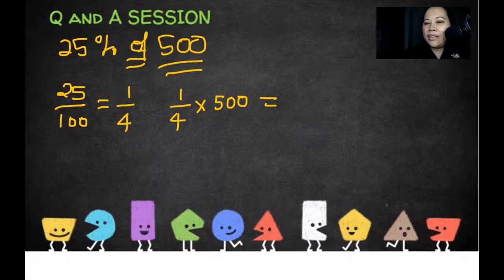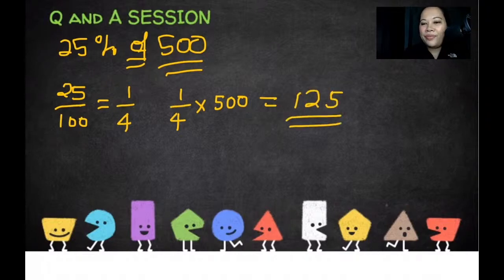Okay. Alright, I'll just give the answer. So, it's 125. Okay? So that means 25% of 500 is 125. I hope I was able to answer your question, Mrs. Weasley. So that's the easiest way to solve percentages with numbers. First is convert the percentage to fraction form.